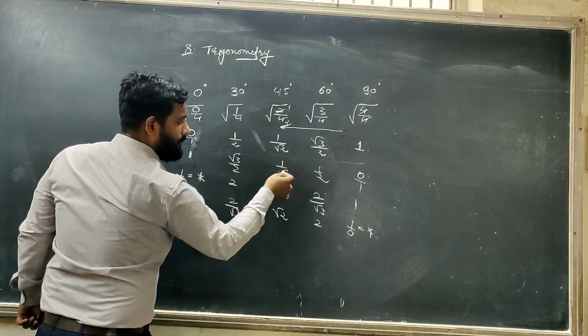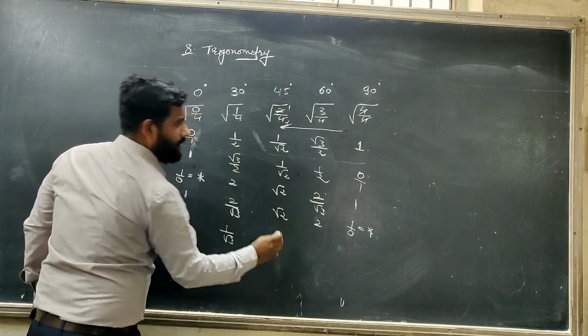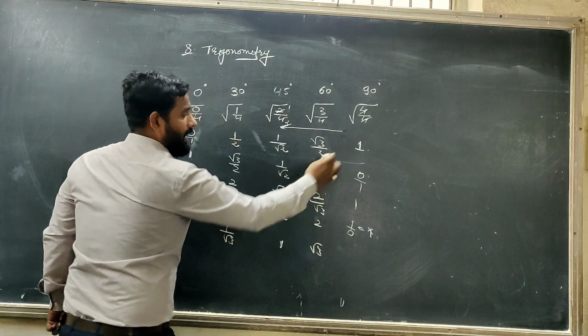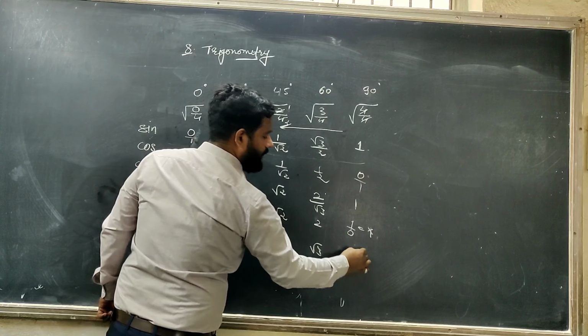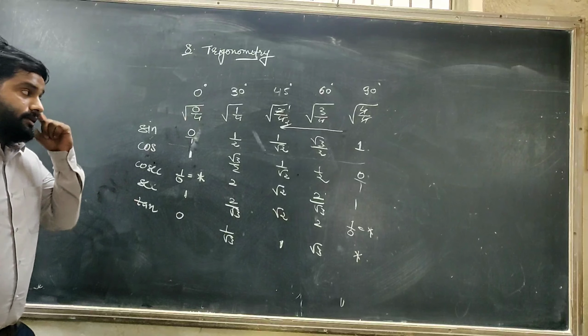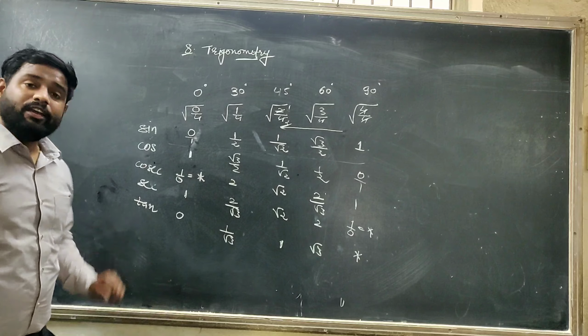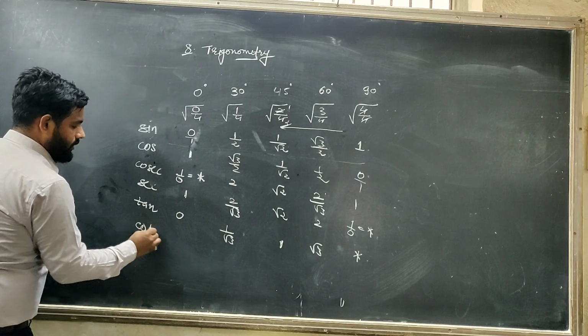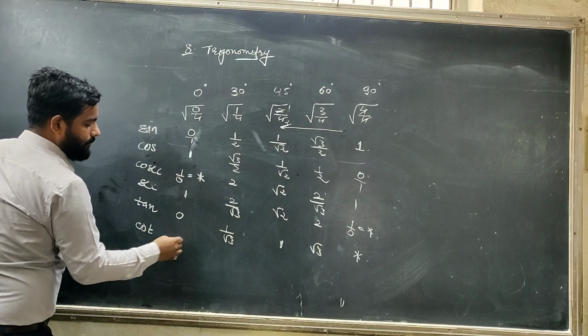1 by root 2 divided by 1 by root 2, the entire thing will be cancelled. You get 1. Root 3 by 2 and 1 by 2, again the 2 gets cancelled. It will give you root 3. And 1 upon 0, again it will give you an undefined answer. Now the last value is cot, and cot is the reciprocal of tan. So cot 0, the reciprocal of 0 by 0, will be undefined.